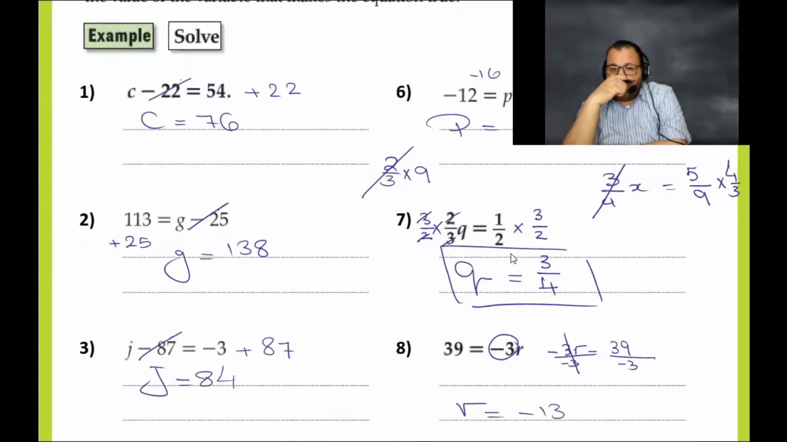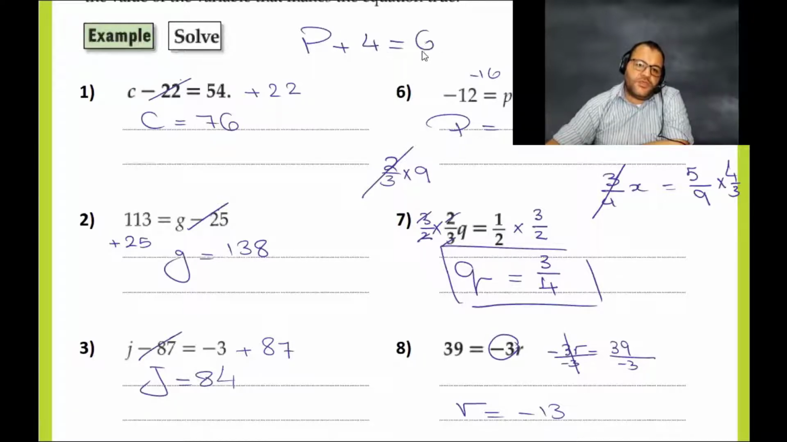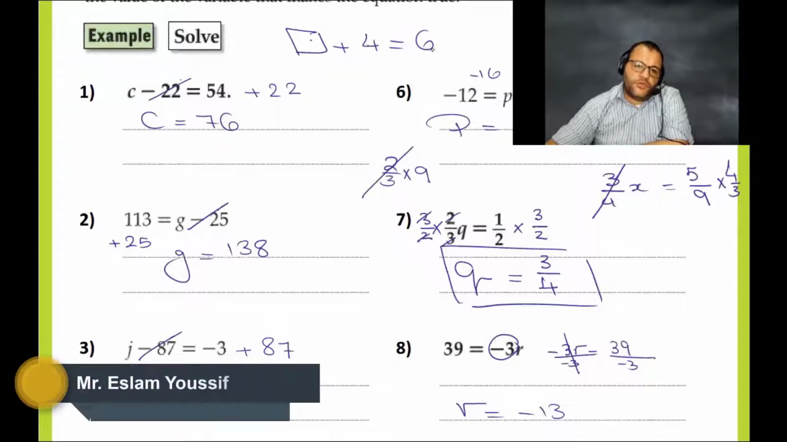Like you see in number 6, you switched 16 to the left, right? Why can you switch -12 to the right? You need to solve for the variable. What is the meaning of solving for the variable? When I say here a number is added to 4 to be equal 6, what is this number? A number plus 4 equals 6. What is this number?